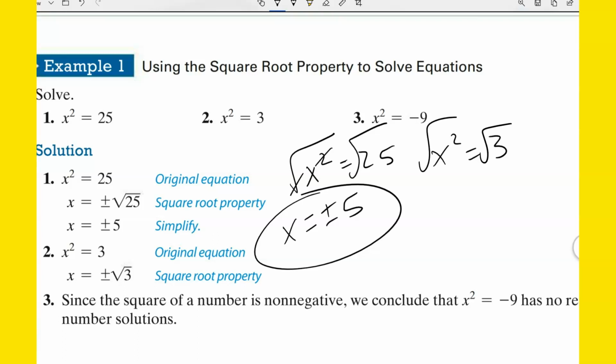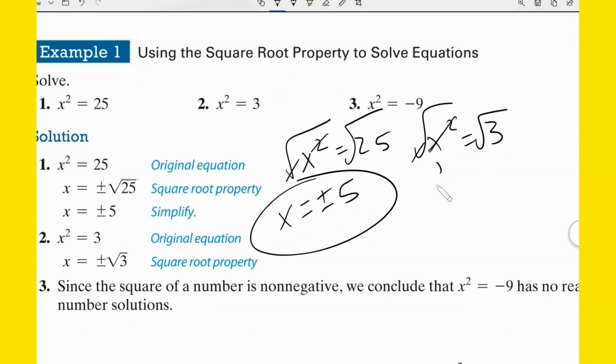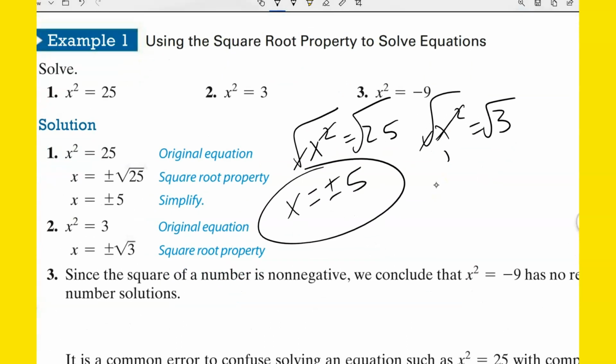Square root both sides. On the left side, we get x. On the right side, the square root of 3 doesn't have a perfect square root, and it can't be broken down to anything simpler. So I've just got to leave it as the square root of 3.